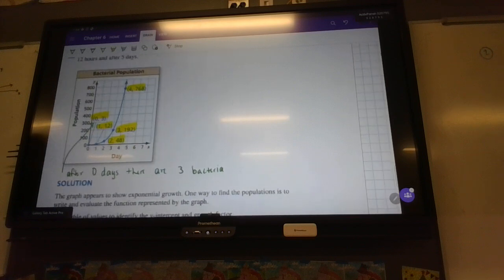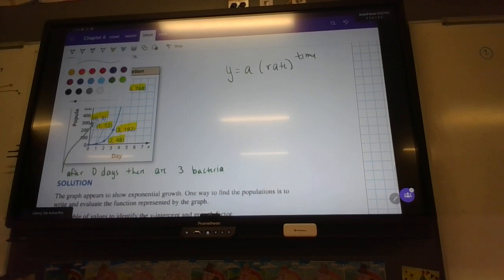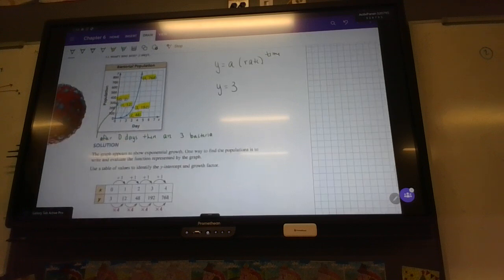So when we look at our exponential growth function, a was the initial amount. So in this situation, a will be 3. Whatever is paired with 0, in this case (0, 3), that 3 is the a value. And I think I labeled this Friday, I said that a value is the y-intercept.